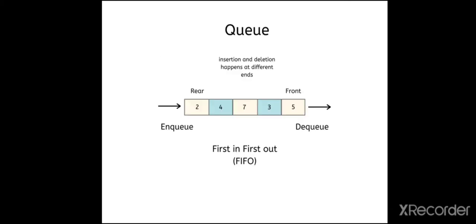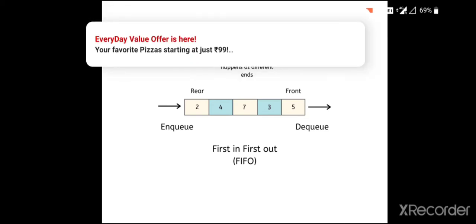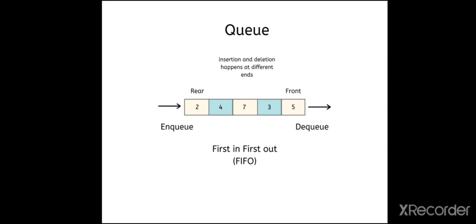See, this is the representation of a queue. We can insert an element from the rear and we can delete an element from the front. Insertion and deletion happen at different ends. Now, how will we be inserting and deleting the elements? Another thing is, we can call the insertion of an element NQ and the deletion of an element DQ.